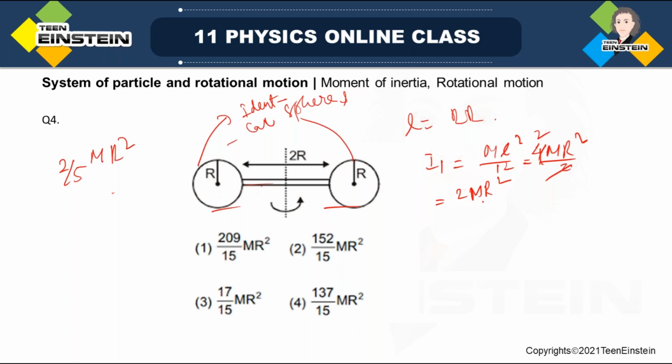Moment of inertia m l square by 12 for a rod, uniform rod. Okay, so we have got moment of inertia for the rod. That means we know the moment of inertia of the circular disc.